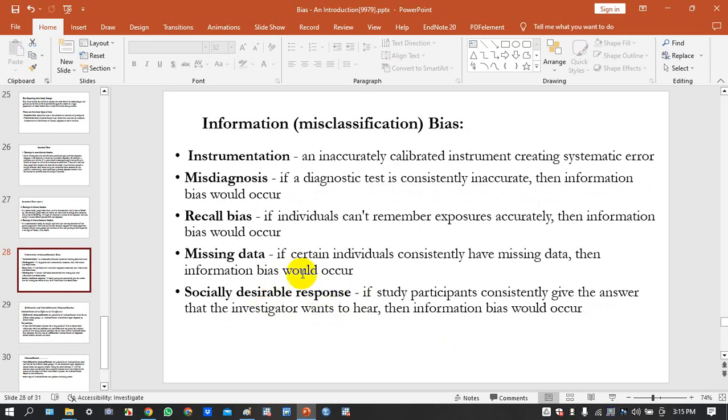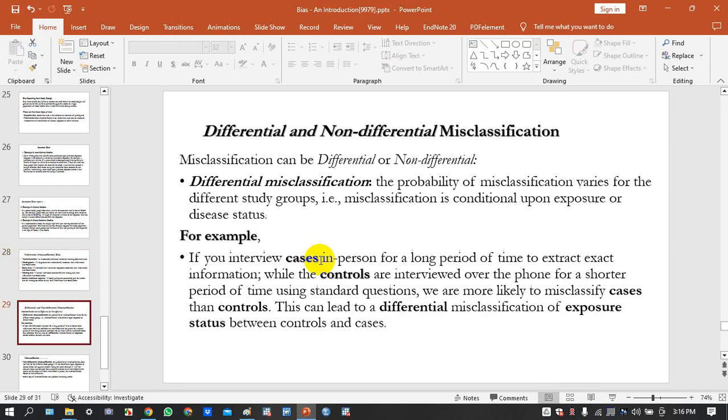And the missing data bias also has to do with you not being able to collect all the data on a participant. If you are not able to collect all the data on a particular participant, then it becomes missing data bias.